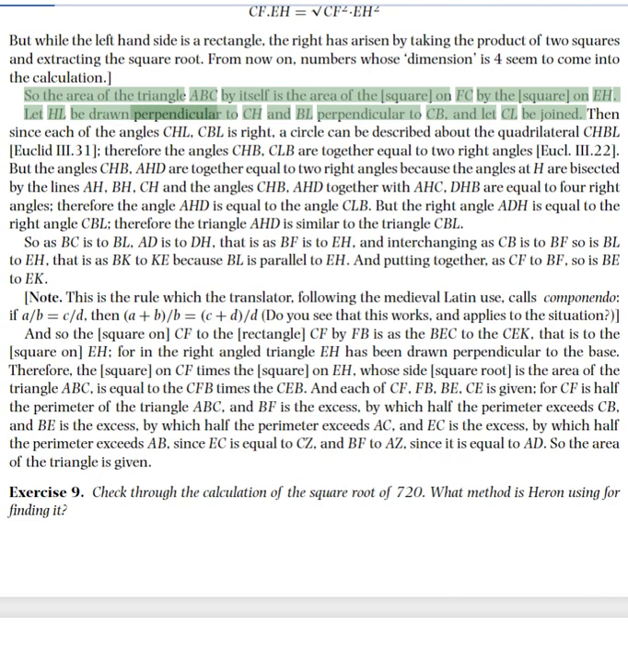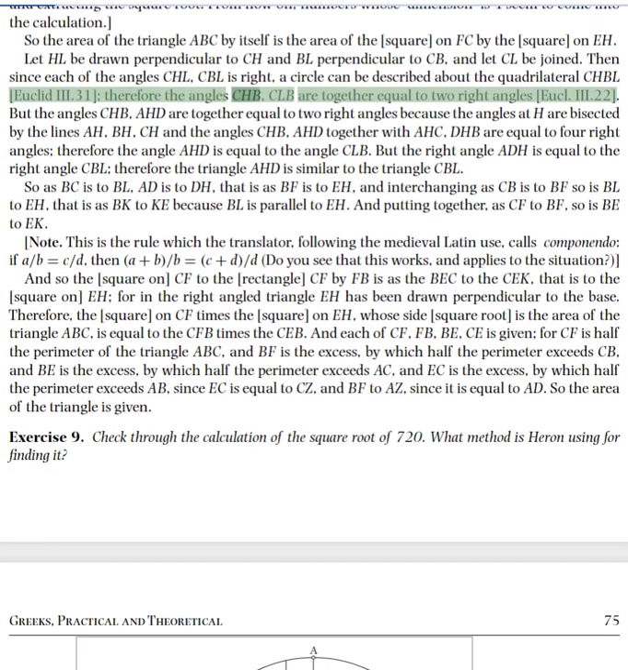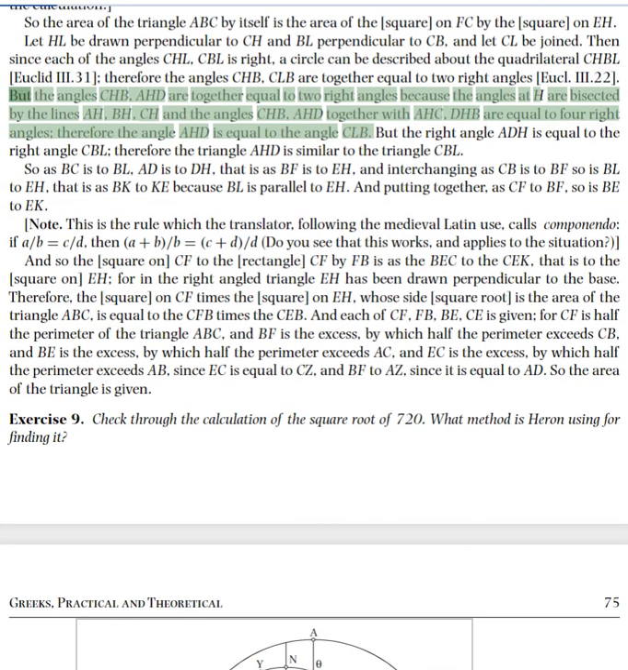Let HL be drawn perpendicular to CH and BL perpendicular to CB, and let CL be joined. Then since each of the angles CHL, CBL is right, a circle can be described about the quadrilateral CHBL. Therefore the angles CHB, CLB are together equal to 2 right angles. But the angles CHB, AHD are together equal to 2 right angles because the angles at H are bisected by the lines AH, BH, CH, and the angles CHB, AHD together with AHC, DHB are equal to 4 right angles.